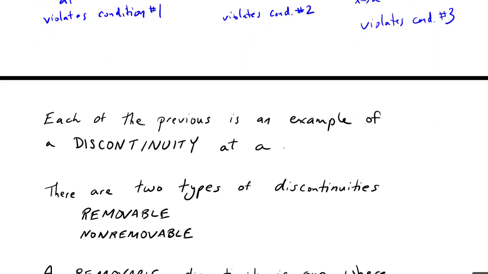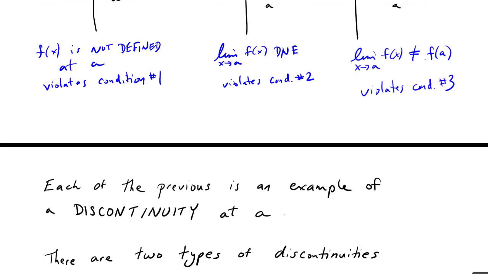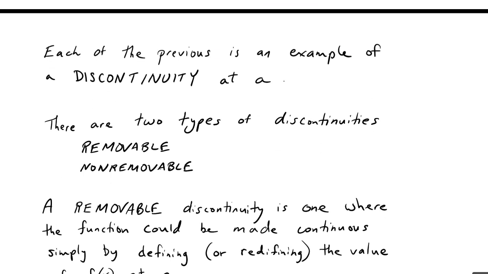Okay, so each of the previous is an example of a discontinuity at A. A place where the function is not continuous is called a discontinuity. But we have different levels of discontinuity. We have a removable discontinuity and a non-removable discontinuity. It's not that we actually remove them or not, it's just the potential. So it's a naming idea for the potential of really how severe the discontinuity is.